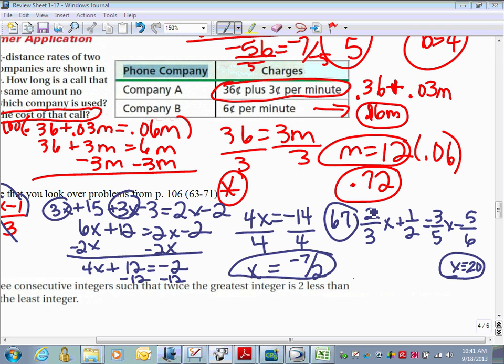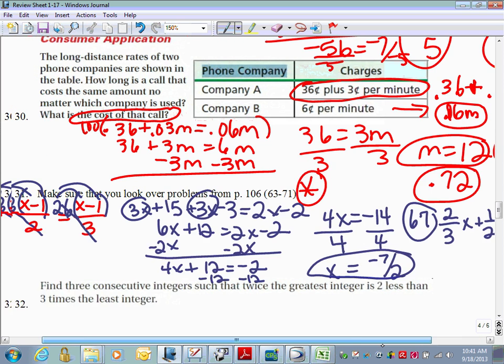Okay, so I've listed another problem right here, 67. Make sure you try this. I'm telling you the answer is negative 20.